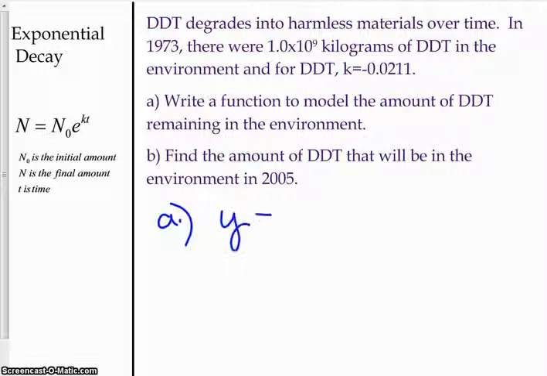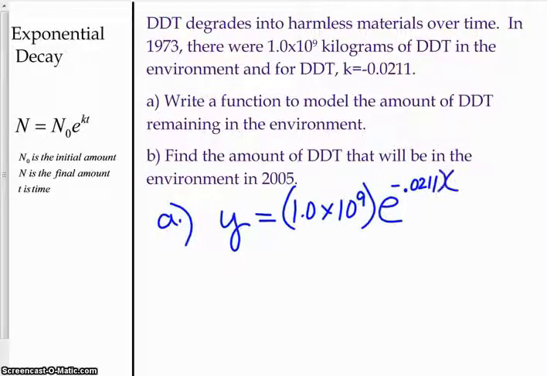So we're going to call this the amount remaining. And we're going to start at this 1.0 times 10 to the 9th kilograms. And then times E to the power, because it was the starting number times E. And then you have your K value, 0.0211, sorry, I think I said that wrong. And then multiplied by the time. And we don't know the time in our equation here, so we're saying times our time. It should be noted our time is in years for this one.